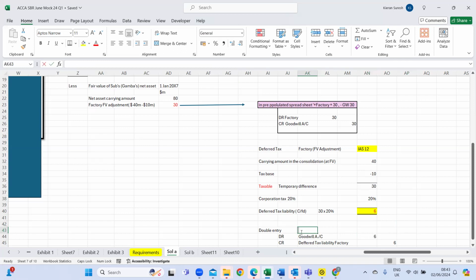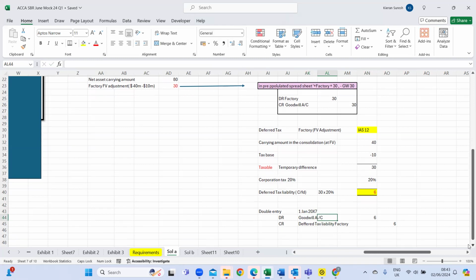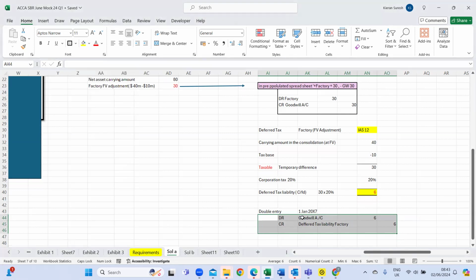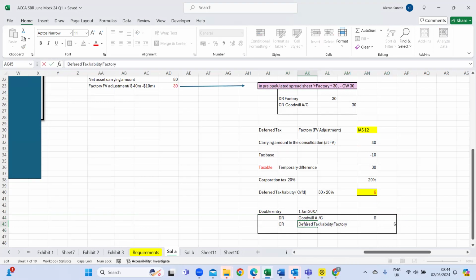This entry would be done for 1st Jan 2017, that means the acquisition date. Because it is the acquisition date, nothing is going to the profit and loss account. All the entries would be done through the goodwill account. So that's done.